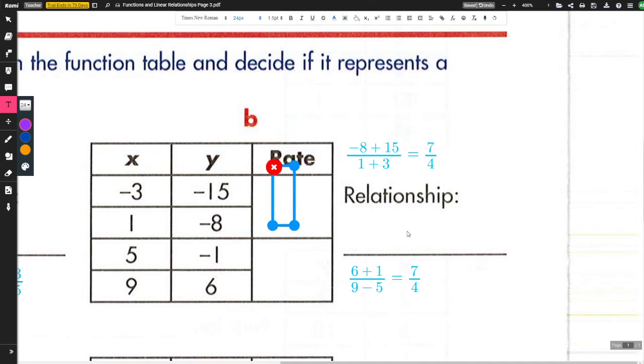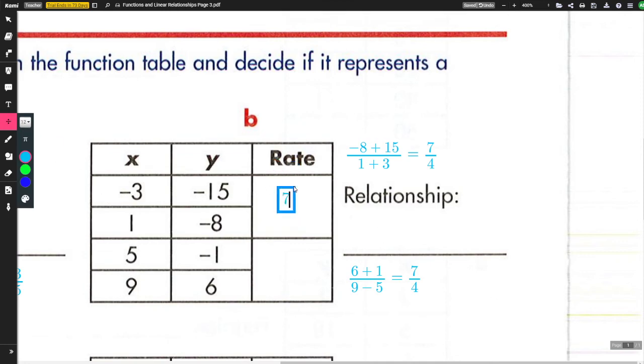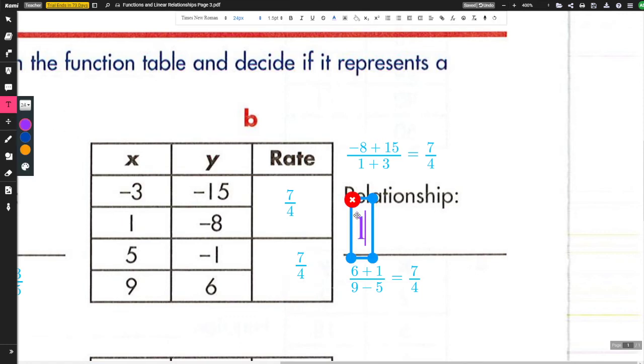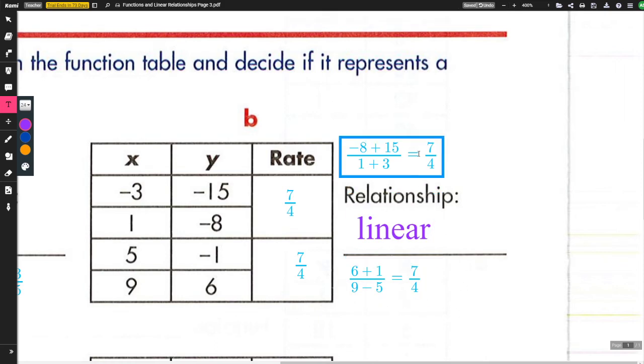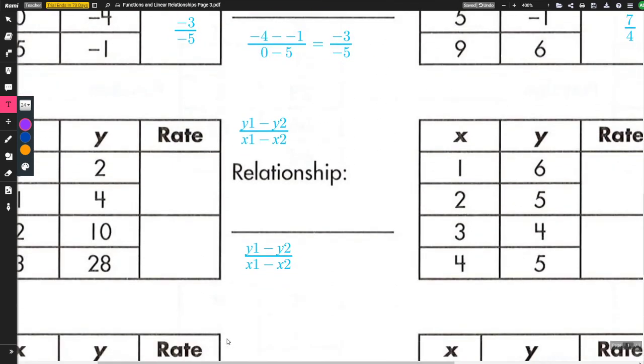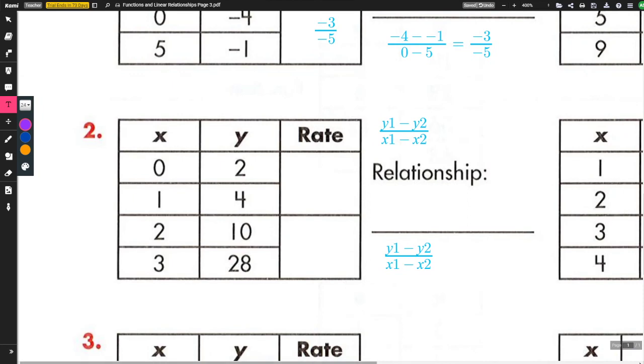So this is 7/4, 7/4. Since they're the same, the answer is linear. Okay, and I do want you guys to show these equations here. I do want you to show me that. I want you to show your work. Okay, last one we'll do together is this one.